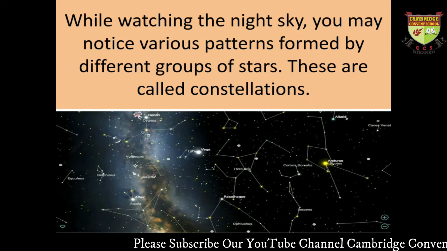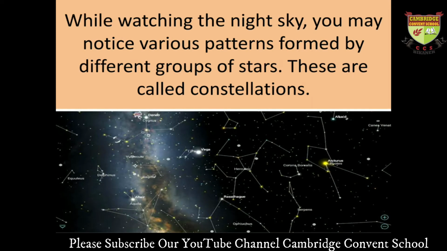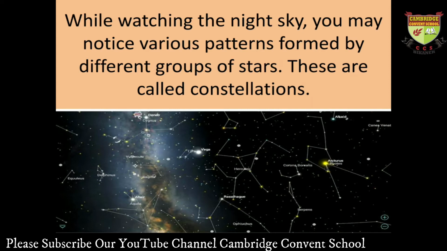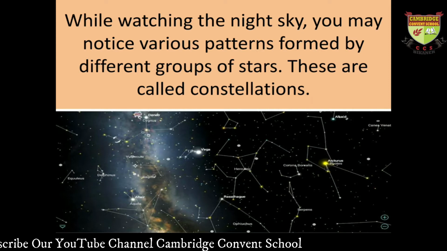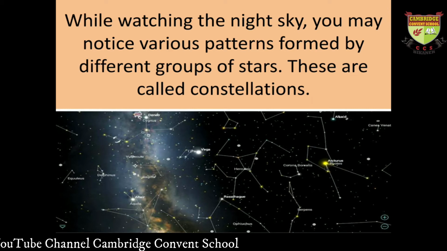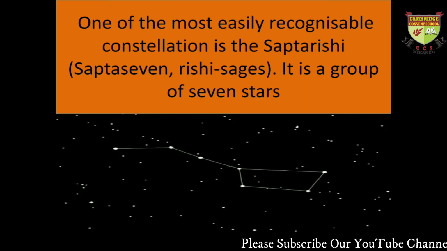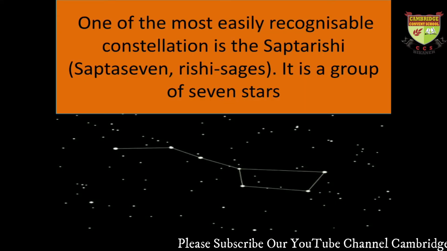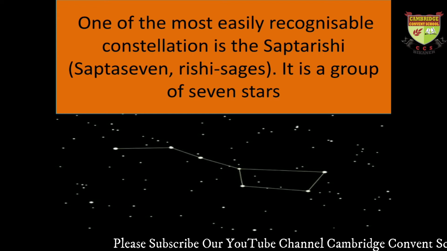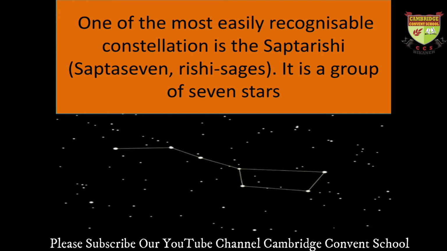While watching the night sky, you may notice various patterns formed by different groups of stars. Some nights you can see many stars shining in the sky, and if you follow the pattern of these stars, you notice some groups of stars forming a fixed pattern or shape. These are called constellations. One of the most recognizable constellations is the Saptarishi. Saptarishi means a group of seven stars.